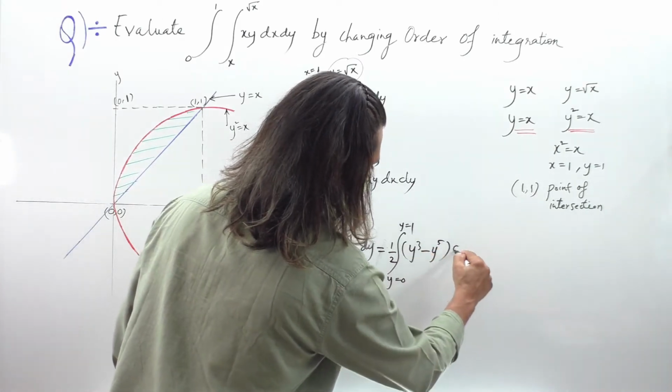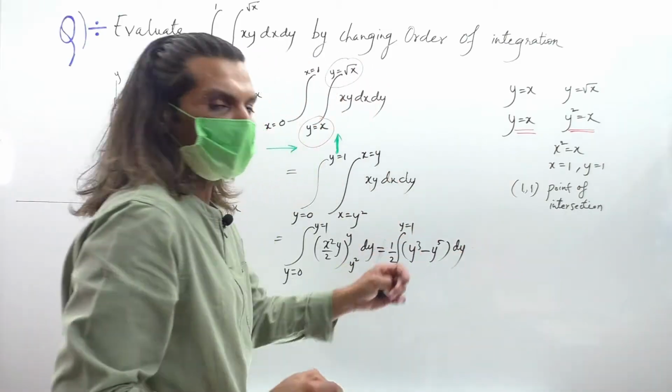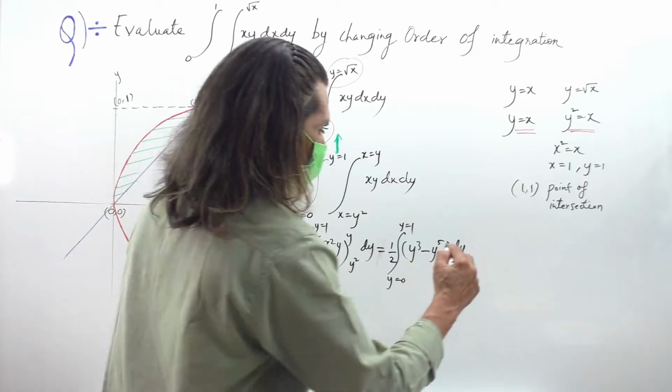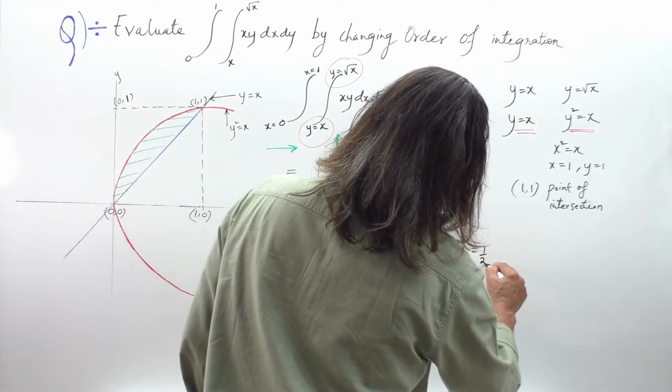Basic maths into dy. Now again integrate with respect to y finally, and then put the top limit as 1 minus 0 and get the answer. So this will be now integration 1 by 2.